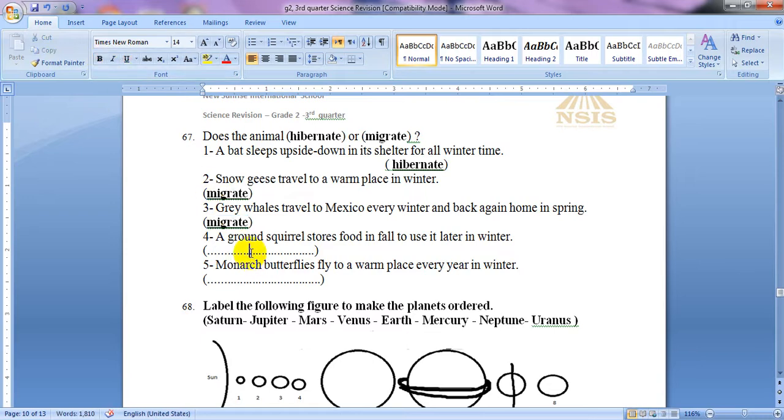Number 4, a ground squirrel stores food in fall to use it later in winter. It collects a lot of food inside its shelter to use when it's winter time because it doesn't go out of its shelter. So it hibernates. The fifth one, number 5. Monarch butterflies fly to a warm place every year in winter. They leave their place, they fly to another place, so they migrate.